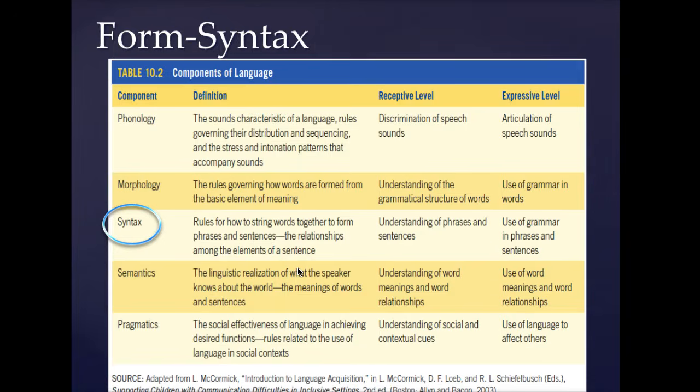So back to looking at this chart, the last and third area of form is syntax. Syntax is rules for how to string words together to form phrases and sentences, and it deals with the relationships among the elements of a sentence. So again, under the area of form, you have phonology, morphology, and syntax. Phonology deals with the sound, morphology is at the word level, and then syntax is going to be at the phrase and sentence level. Kids who have difficulty with syntax, when they're using phrases and sentences, it's just not going to sound right.